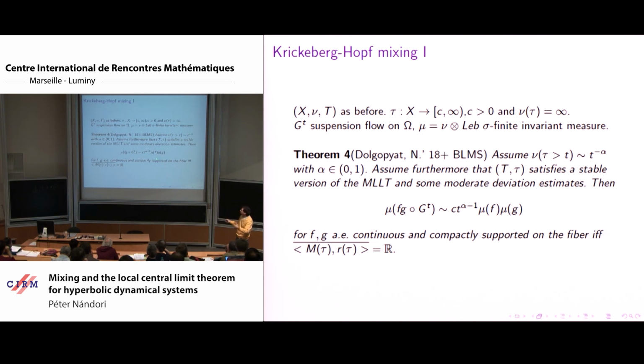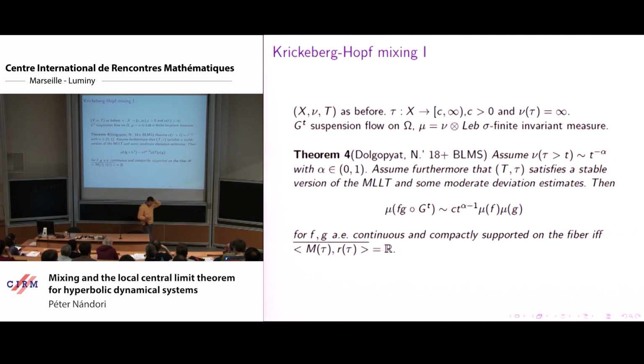But there is a version of the mixing, and that says that this will be given approximately by the product of the invariant measure of f and g, and there is a scaling, okay? And the scaling in this case is t to the alpha minus 1, where the alpha is given here. This is sometimes called the Krickeberg or Krickeberg-Hopf mixing. And the condition is very similar to the previous ones, that the minimal group needs to be R. Okay, so in case it is a lattice, it's obvious that you can't have mixing. And this is an if and only if statement, so if it is not a lattice, then you have mixing.